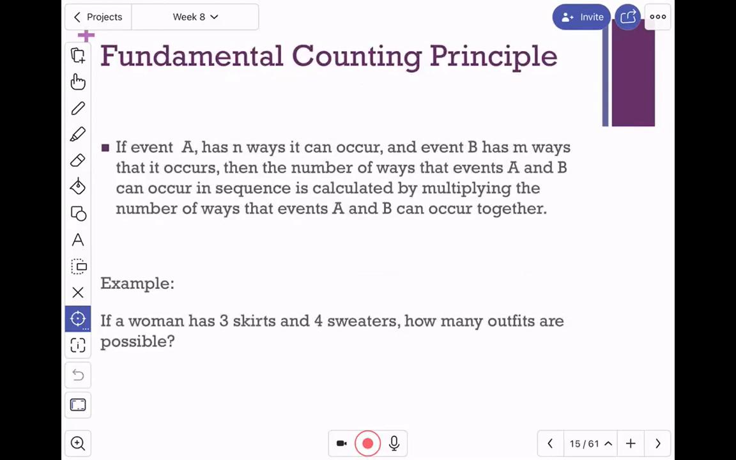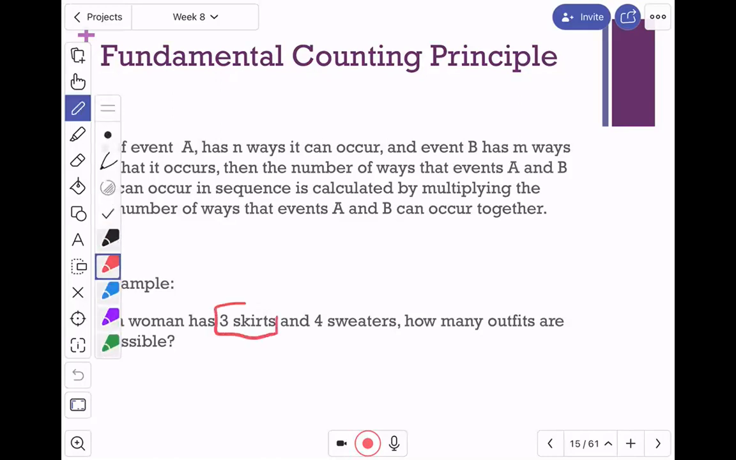The fundamental counting principle says if event A has n ways it can occur, and event B has m ways that it can occur. So if I have 5 shirts in A and 2 pair of pants in B, then we can find the number of ways they can occur together by multiplying them. That means I can make 10 different outfits, 5 times 2. If a woman has three skirts and 4 sweaters, how many outfits are possible?